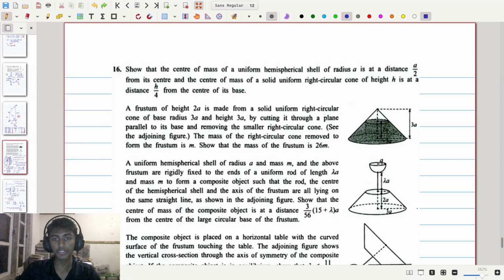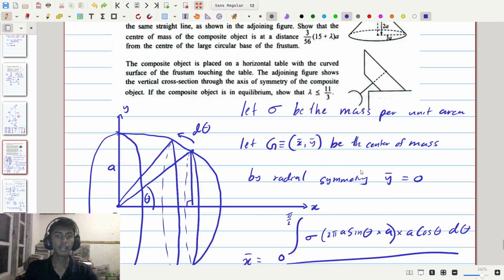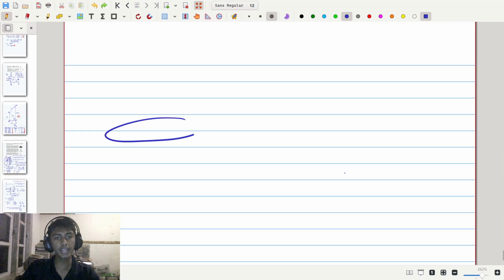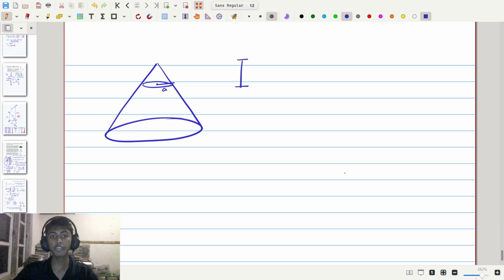Now for the next part of the question, we need to show that if the part of the cone that we're cutting out has a mass of m, then the rest of the frustum has a total mass of 26m. To do this, let's draw the diagram really quick so that we can get an idea of the system. We have a cone here, and we're cutting the top off. The upper cone's radius is a, the height is a, and the total height is 3a. So if this height is a, then this height here is 2a, and the base radius of the large cone is 3a.